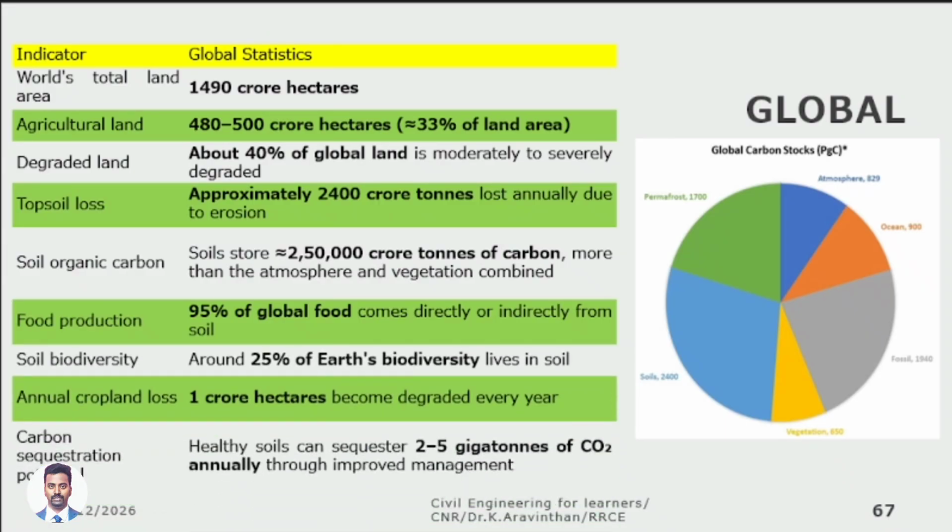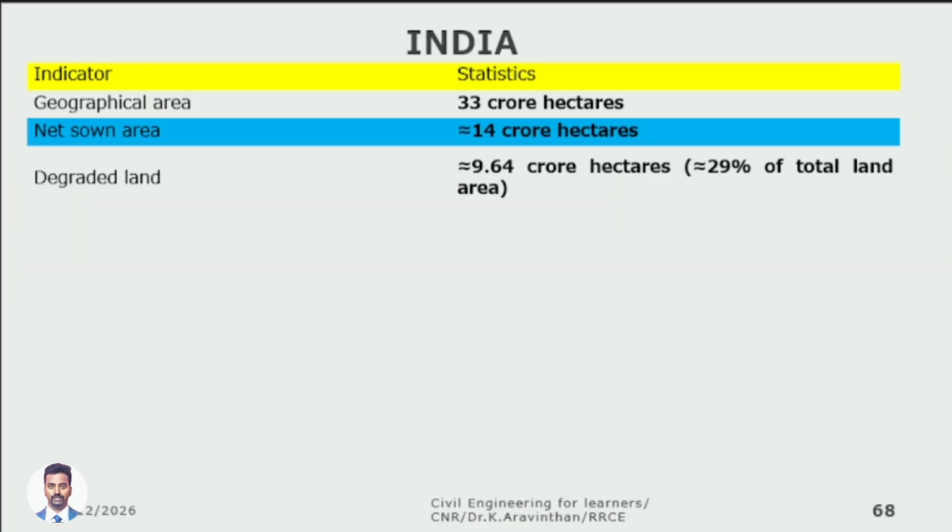Now next, how much biodiversity does soil have? You have around 25% of biodiversity in the soil. Agricultural land is nearly 500 crore hectares. Each and every year, 1 crore hectares become degraded land due to natural processes. And carbon sequestration, what do you mean by carbon sequestration? It is storing the carbon from the atmosphere to soil, and soil to atmosphere. This is called sequestration. 2 to 5 gigatons of CO2 annually can be improved by this management.